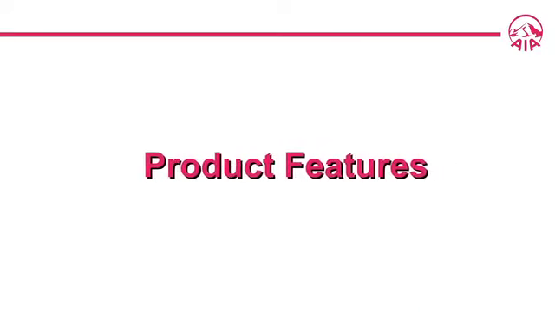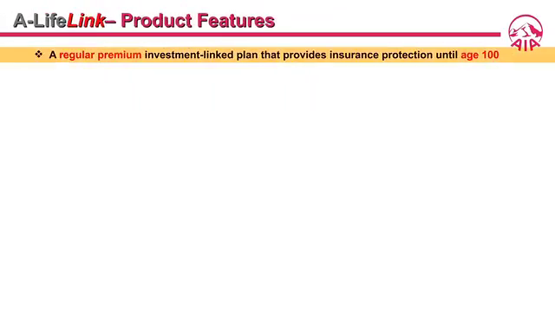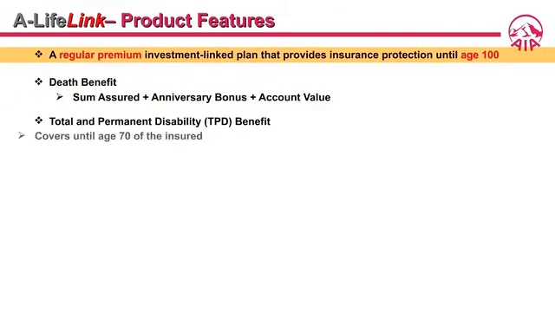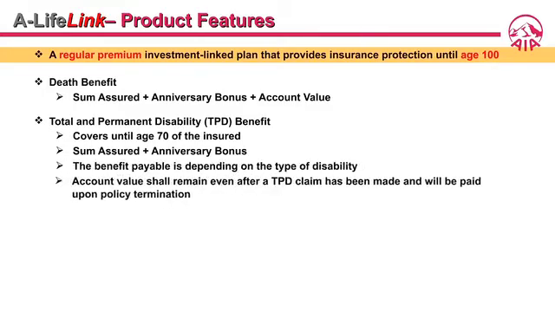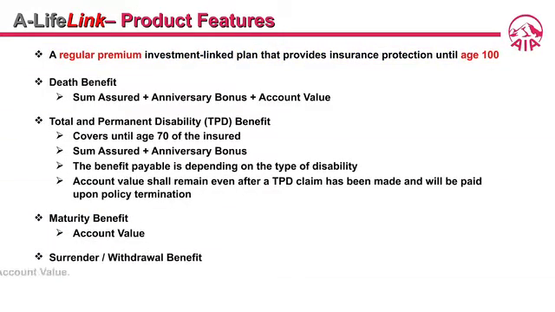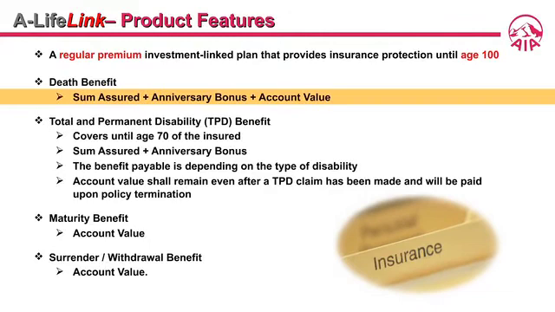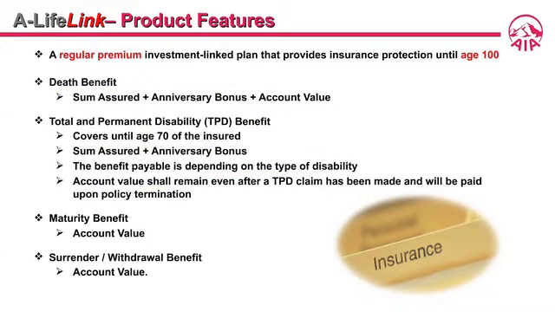Let us zoom in further on product features. A-Life Link is a regular premium investment link plan that provides insurance protection until age 100. If death happens, death benefit which consists of sum assured, anniversary bonus, and account value will be payable. A-Life Link only covers TPD until age 70 of the insured. This means that if TPD is diagnosed after age 70 of the insured, company will not grant any payout.